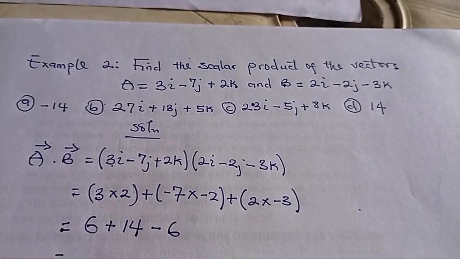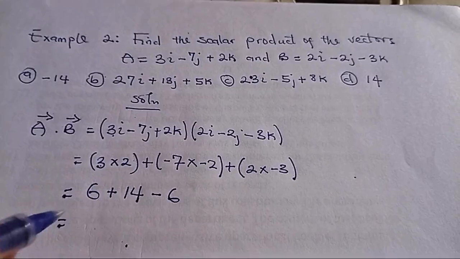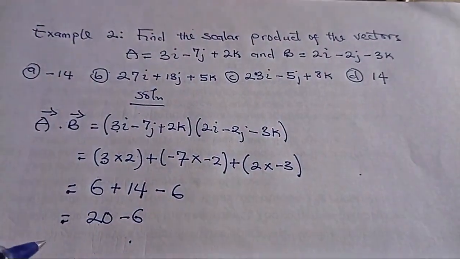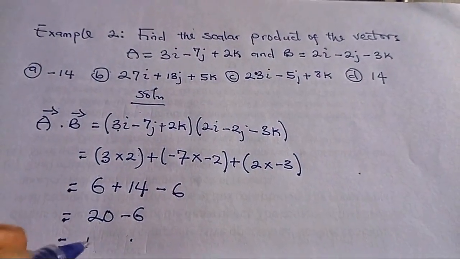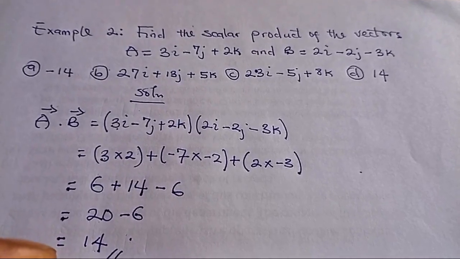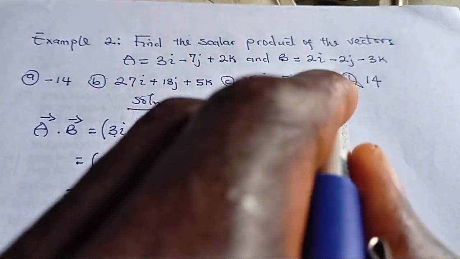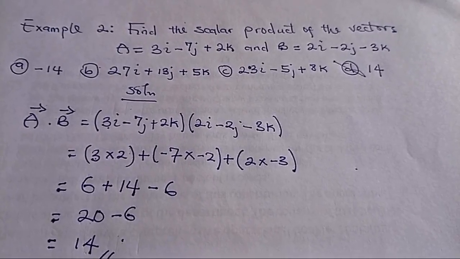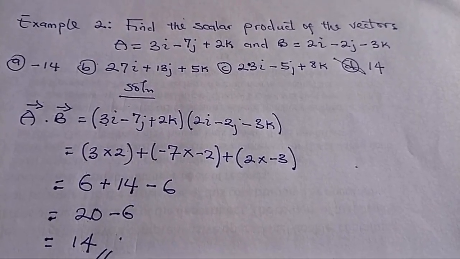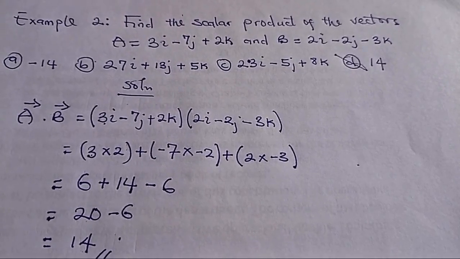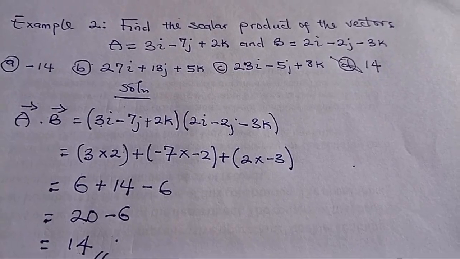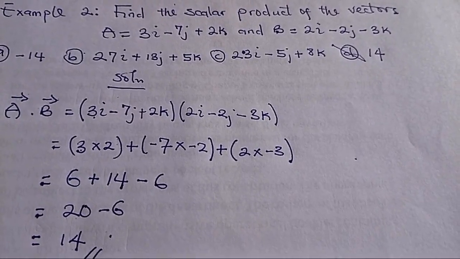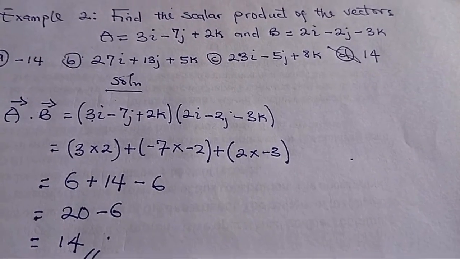That's equal to 3 times 2, we have 6, plus minus 7 times minus 2 is plus 14, 2 times minus 3, we have minus 6. So we have 6 plus 14 giving us 20, minus 6. So our final answer is 14. And this corresponds with option D. So the scalar product of vector A with 3i minus 7j plus 2k and vector B with 2i minus 2j minus 3k is equal to 14. Let's look at another example.